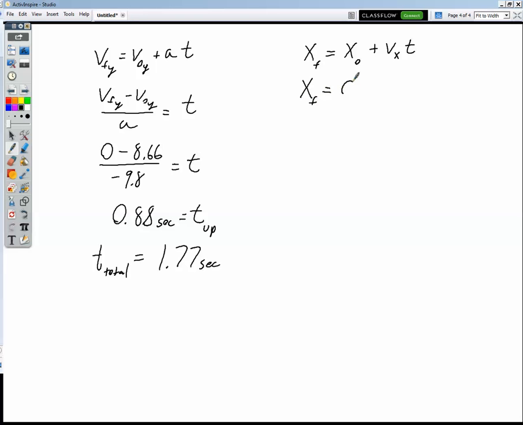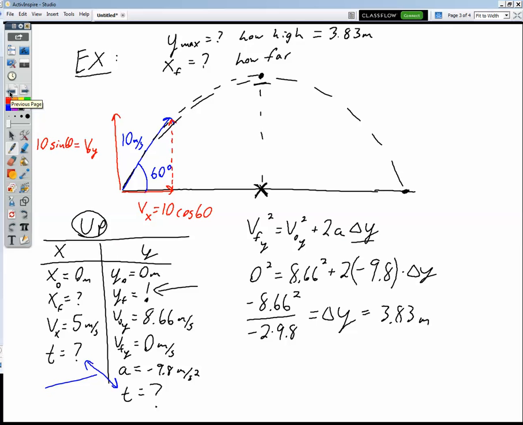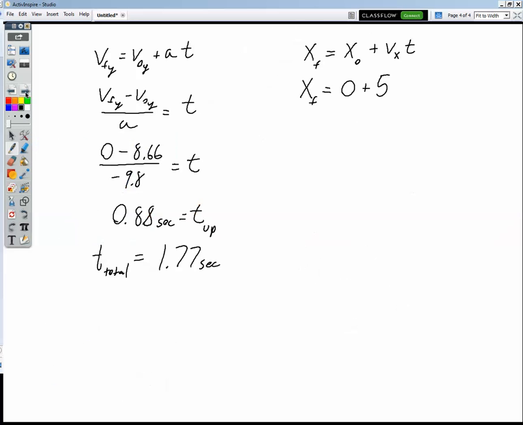x final is equal to x naught, which is 0, plus velocity in the x direction, which was 5, going back to our table. Remember, velocity in the x direction, 5. And we're going to multiply that by the total time, 1.77. And plugging that in, we get 8.85 meters. That's how far our soccer ball goes.